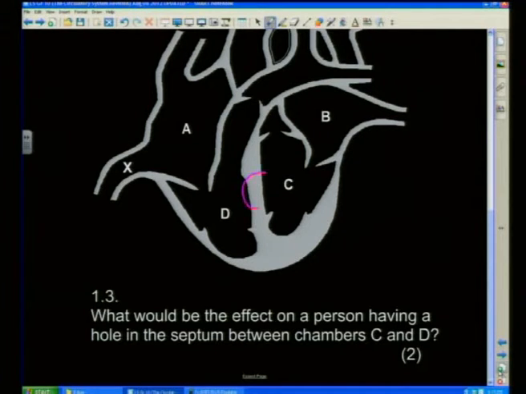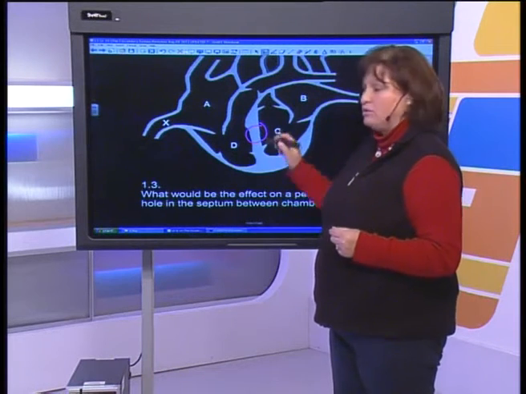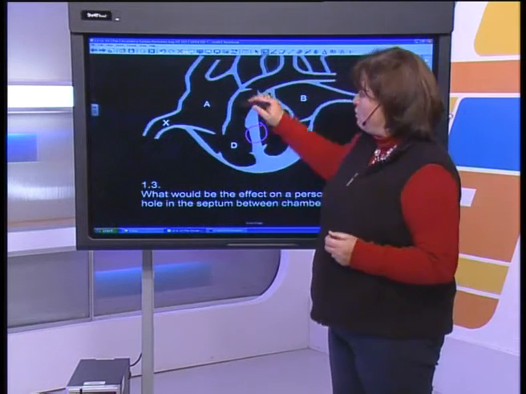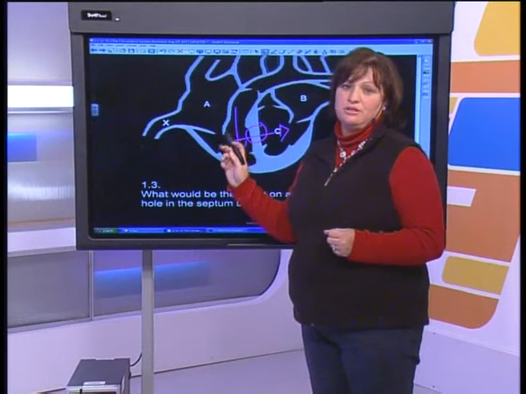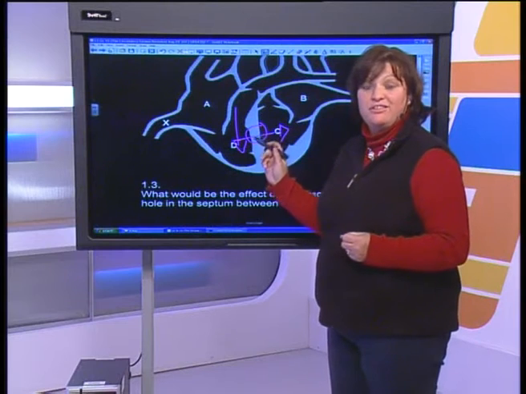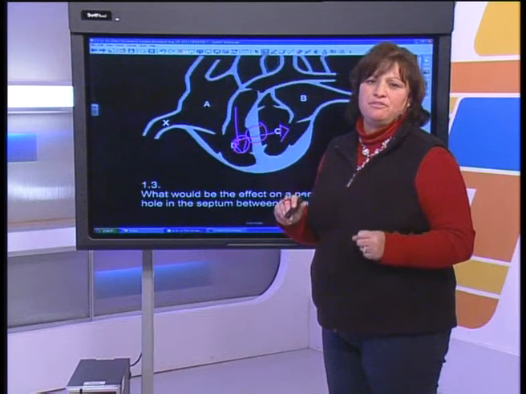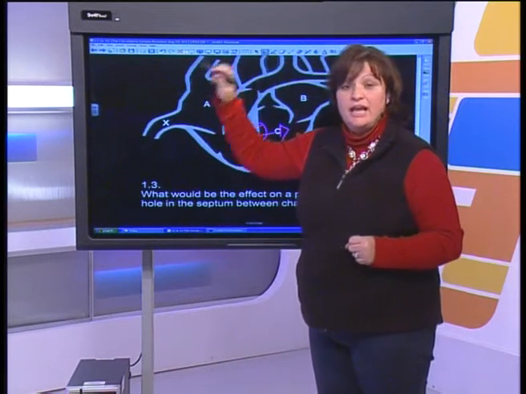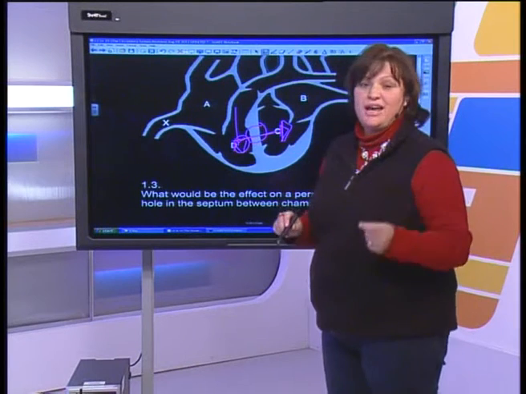Over here, in the muscle, the septum, remember, divides the right side from the left. What will happen if there's a hole? Think, what comes in this side? Deoxygenated blood. So deoxygenated blood will travel from the ventricle on the right-hand side to the ventricle on the left-hand side. All of a sudden, this carbon dioxide-filled blood, instead of going to the lungs where we can get it oxygenated, is going to move into chamber C.